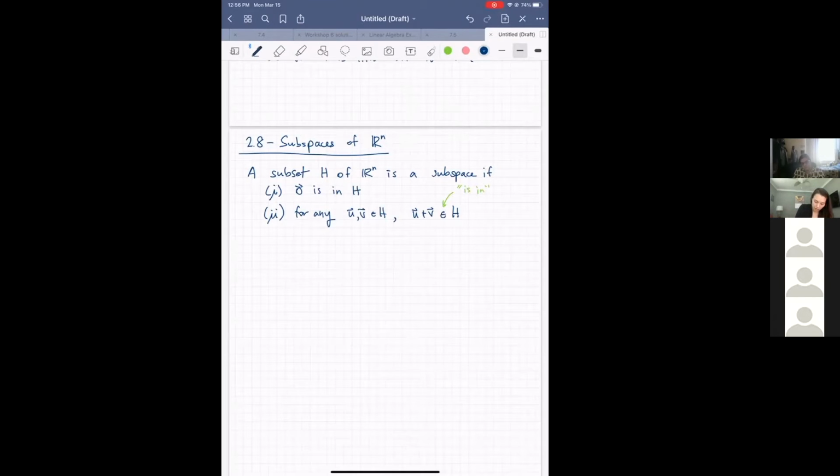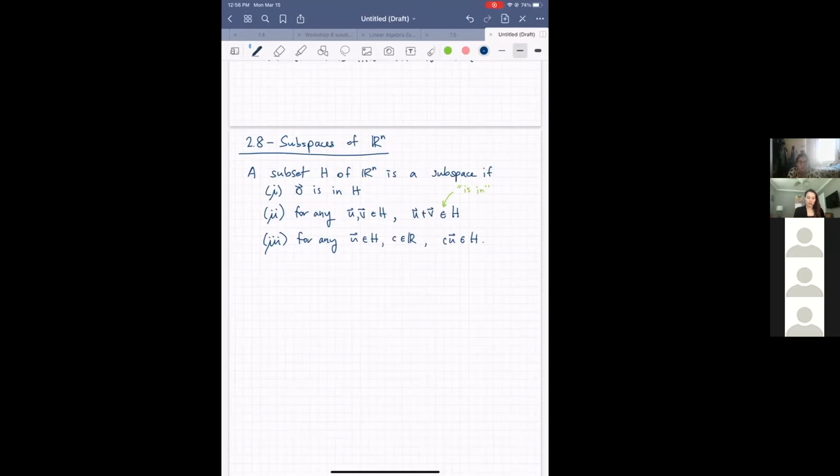And also if we take any vector, say U in H and any constant C in R, then the scaled vector C times U should still be in H. Okay.